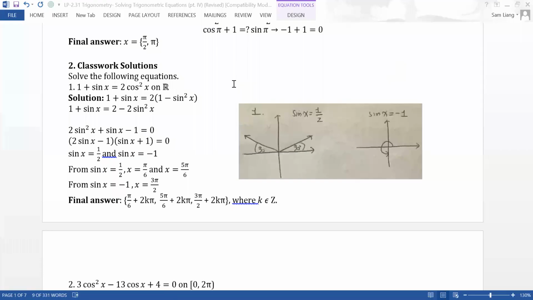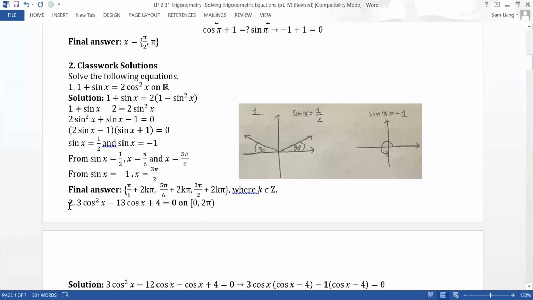Okay. Sam, go ahead. Okay, first what I did was convert cosine squared of x into 1 minus sine squared of x. So that would leave us with the equation below. After that, I moved everything to the left-hand side, which would get us the next equation. And then I factored it into the 2 parts over there.